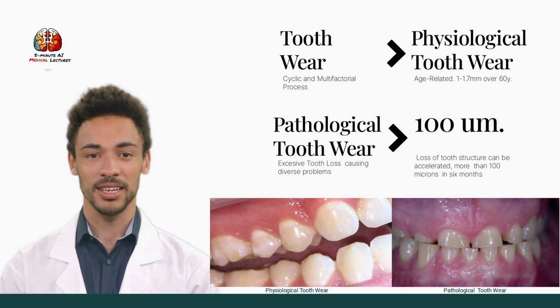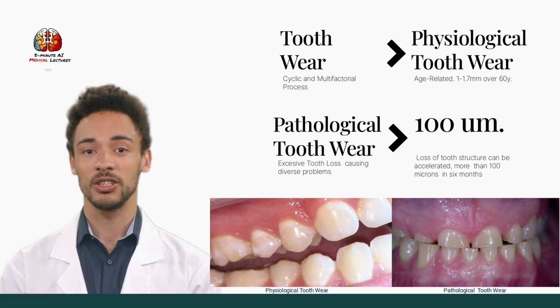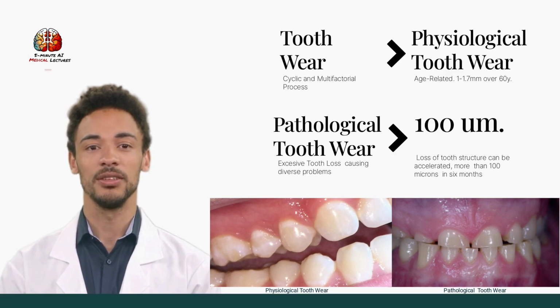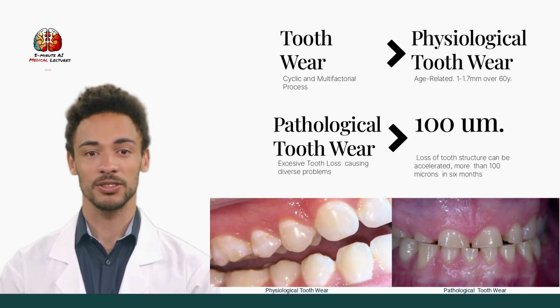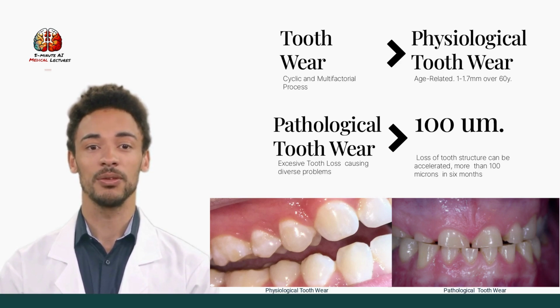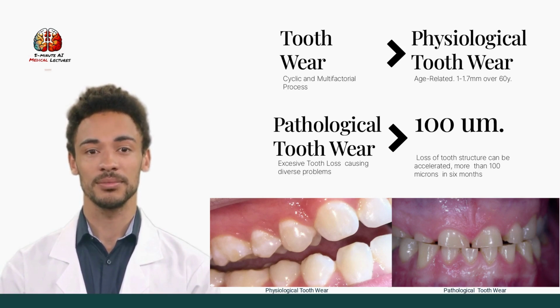Pathological tooth wear is excessive tooth structure loss that can cause the following problems. Loss of tooth structure atypical for the age of the patient, which can cause pain and discomfort, producing functional problems, accelerated loss of dental structures, and deterioration of aesthetic appearance. Pathological deterioration of tooth structures can be extremely rapid, producing approximately 100 microns in less than 6 months.